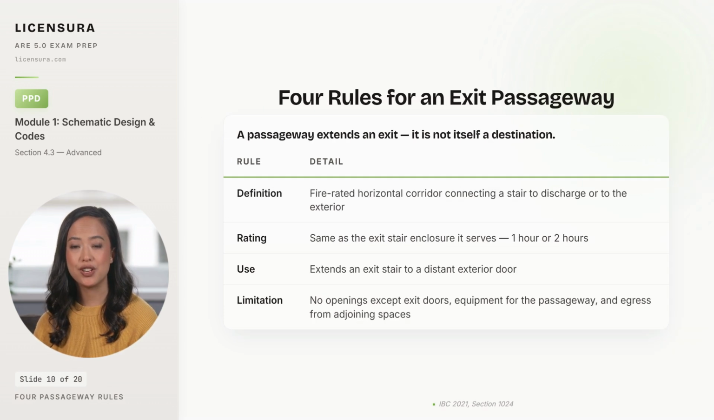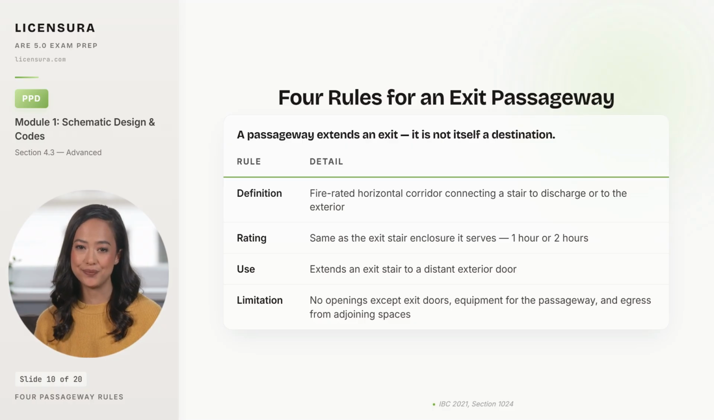4 rules define an exit passageway. First, the definition. A passageway is a fire-rated horizontal corridor that connects an exit stair to the exit discharge, or that extends an exit out to the building exterior. The passageway is itself part of the exit, not an exit access path.